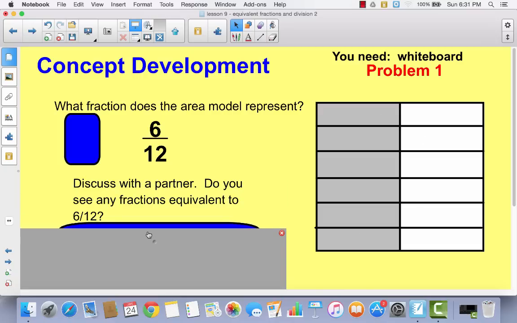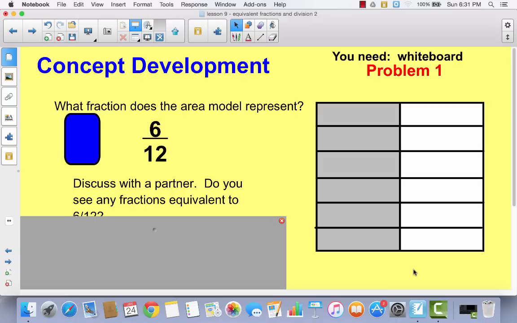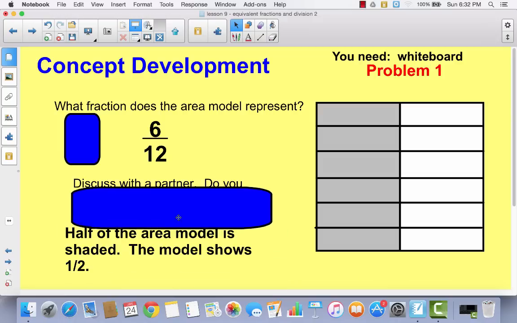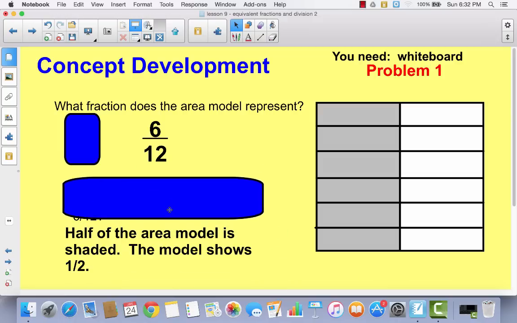But I bet if you look really closely at this area model, you can see another fraction besides 6/12. Hopefully you said that if you look at it really closely, you can see that half the area model is shaded, so the model also shows 1/2. This would be half of the model that's shaded. So we've got 6/12 and we also have 1/2.